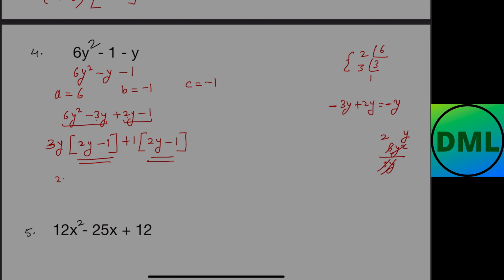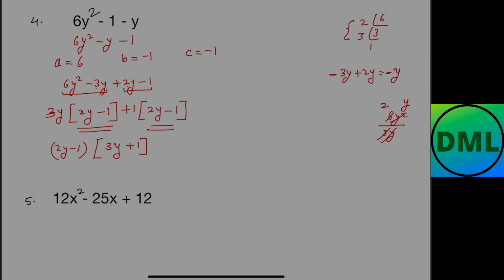Let's take out 2y minus 1 as a common factor here. In the first term, 3y bracket 2y minus 1. 2y minus 1 is common. You are left with 3y. In plus 1, 2y minus 1. 2y minus 1 is outside. You are left with plus 1. Let's write down both the values here. In the first part, you are left with 3y. In the second part, you are left with plus 1. These are the factors of my given quadratic equation.